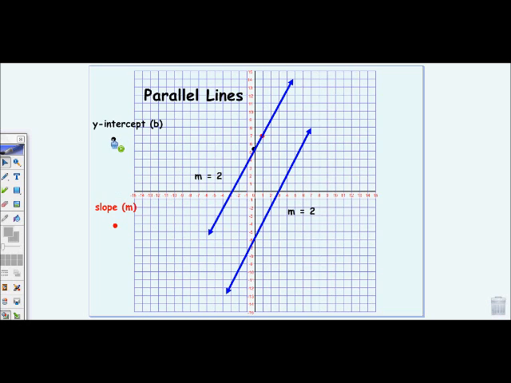I can do the same thing to the other line. I'm going to identify the y-intercept, and again for the slope I'm going to go up 2 and over 1 to prove that they have the same slope. So parallel lines are going to have the same slope, however notice that they have different y-intercepts. If they didn't have different y-intercepts, they would be the same line.